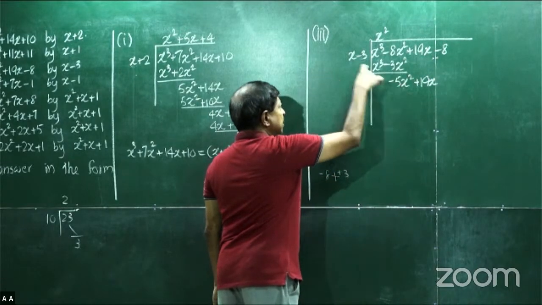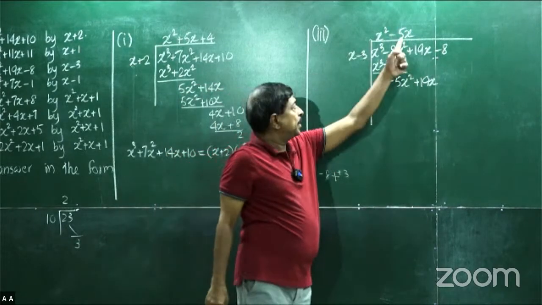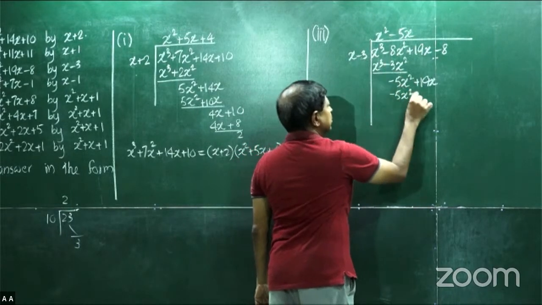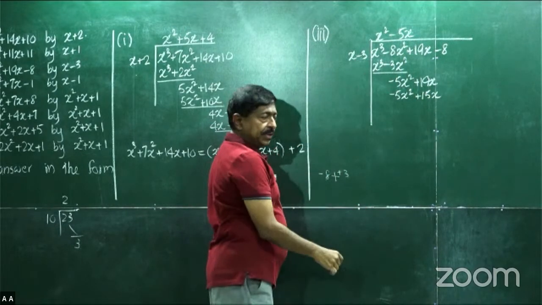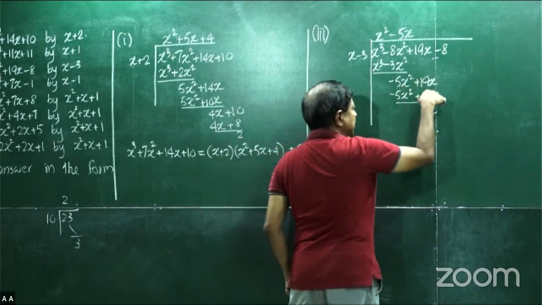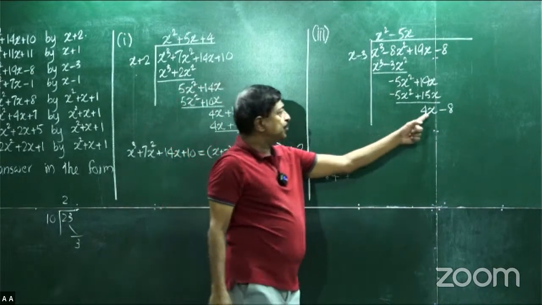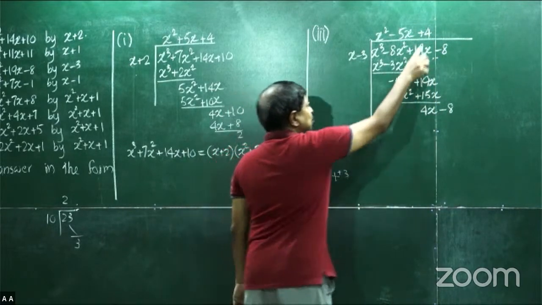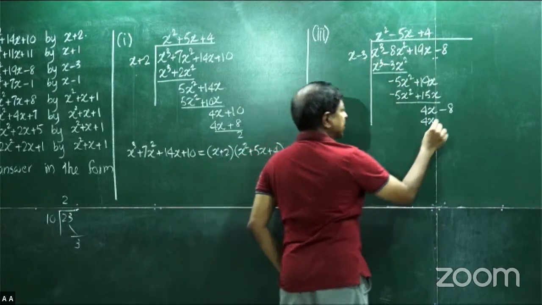Divide this leading term by x. You get minus 5x. Now multiply. You get minus 5x squared plus 15x, because minus 3 times minus 5 is 15. Subtract: 4x. This is gone. 19 minus 15 is 4. Now divide 4x by x. You get 4. Now 4 times x, 4x. 4 times minus 3, minus 12.